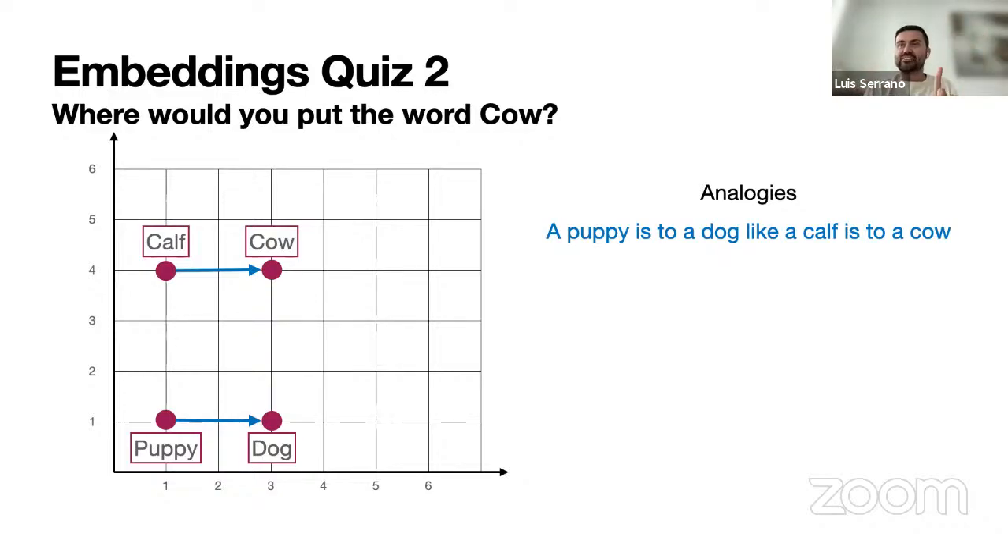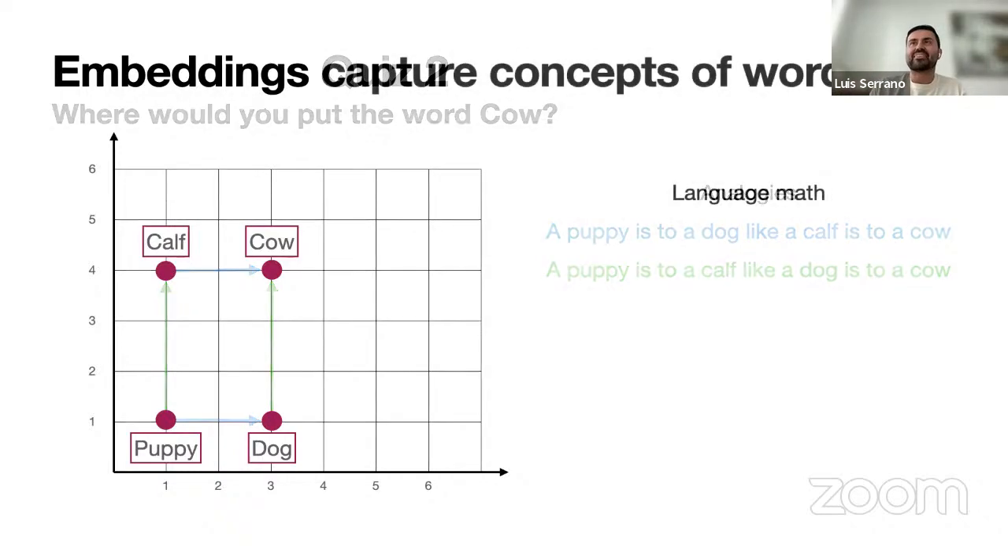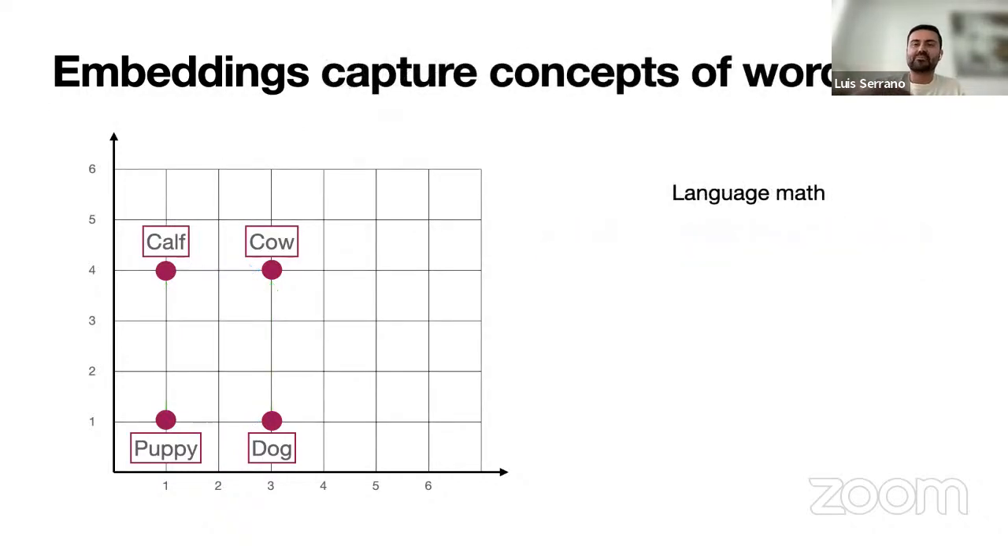And you can also have this analogy of saying a puppy is to a cow as a dog is to a cow, because it's the baby animal to the other baby animal and the adult animal to the other adult animal. However, the way to look at it is the sort of language math, because embeddings kind of capture the concept of words.